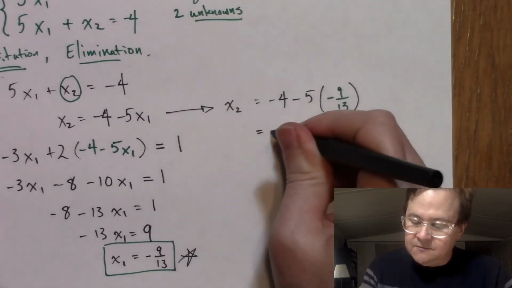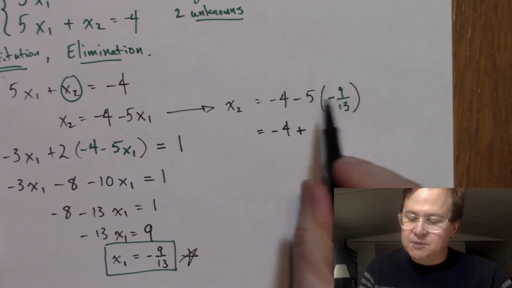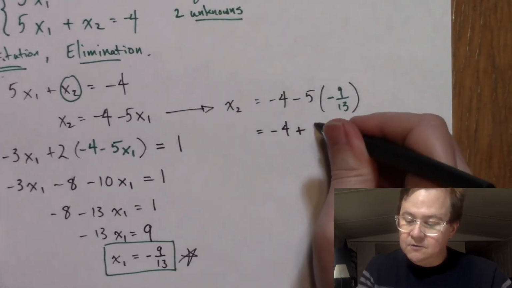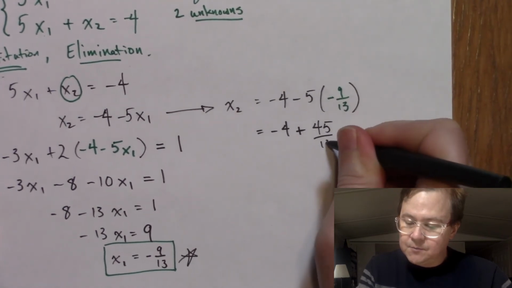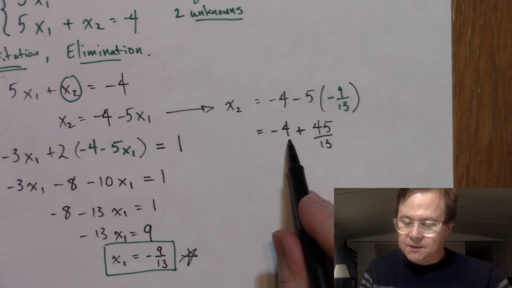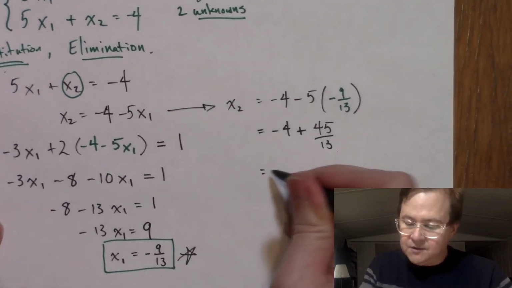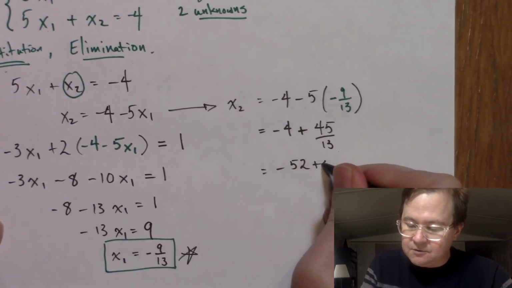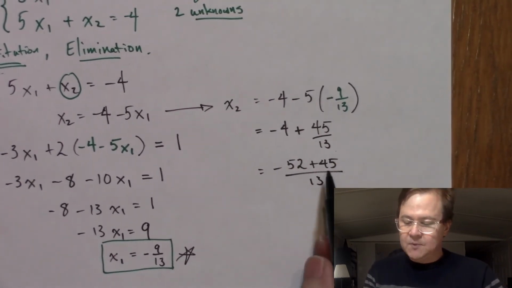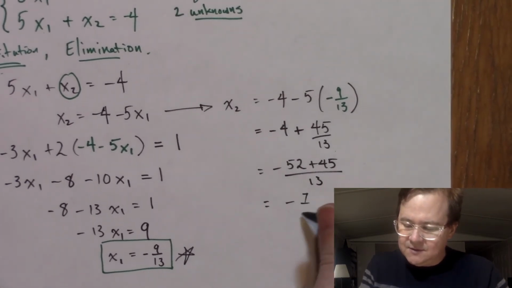With that, it follows that negative 4 plus, since the negative times negative is a positive, 5 times 9 is 45. And then if I get a common denominator, I believe 13 times 4 is 52, so we end up with negative 52 plus 45 over 13. And is that negative 7/13?